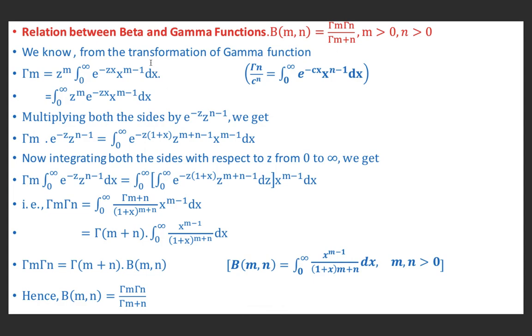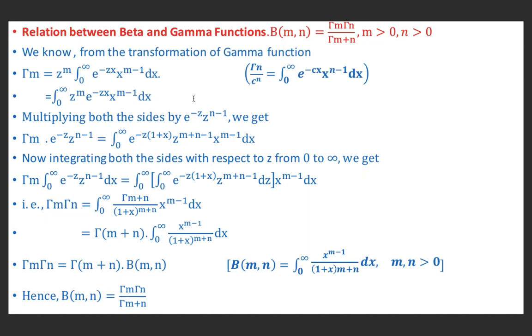Now we will find the relation between beta function and gamma function. What is the relation between the two? We will show that beta m n is equal to gamma m gamma n upon gamma m plus n, where m and n are greater than 0.